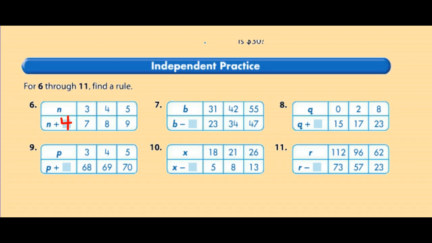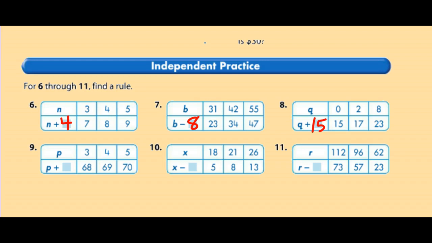Okay, so number 7 would be b minus 8 because all of the bottom row are 8 less than the top row. Pause and do number 8. Okay, for this one, we're going to take the top row Q and we're going to add 15. Okay, go ahead and pause, do 9, 10, and 11, and then come back to check.